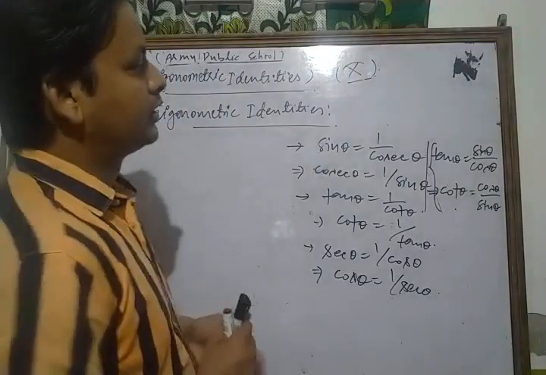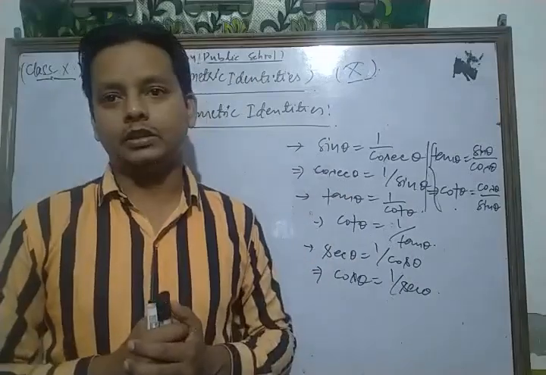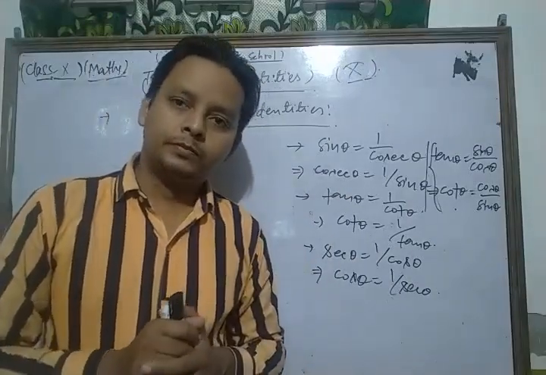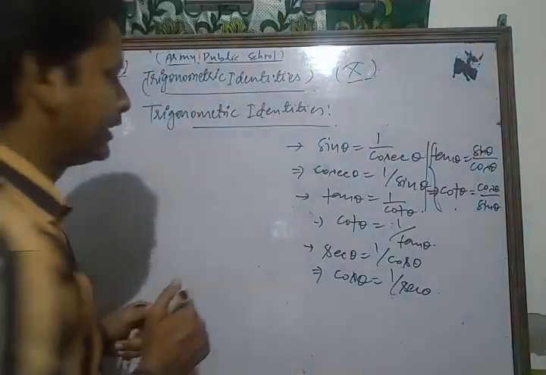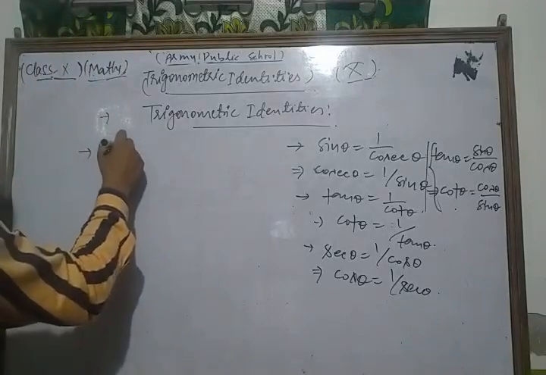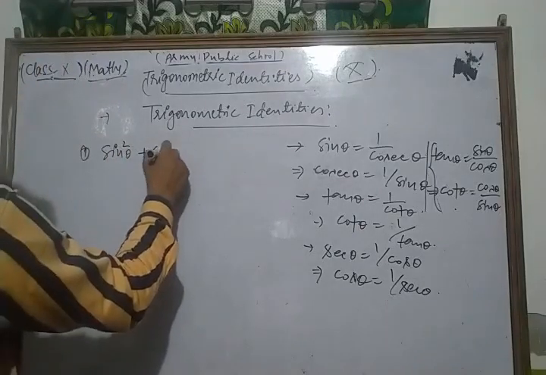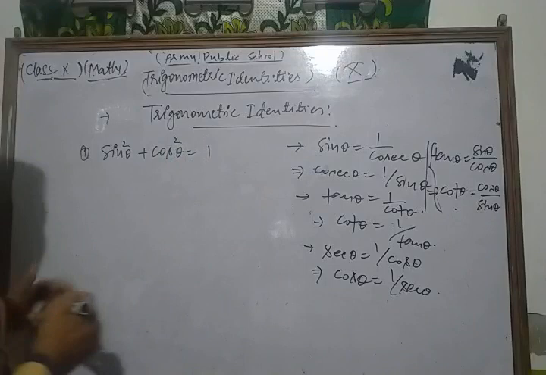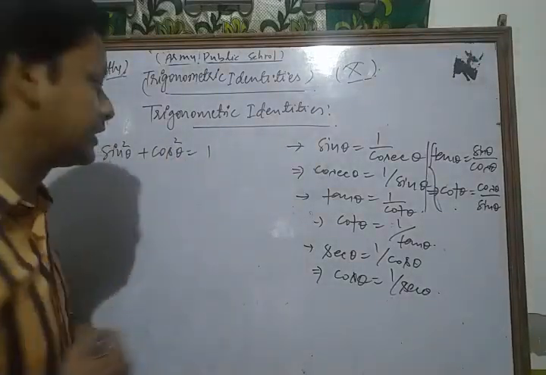Now, in this class we are going to discuss the topic trigonometric identities, which is a very important topic related to your chapter. So there are some important trigonometric identities. First one is what? Sin square theta plus cos square theta is equal to 1. This is a very important relationship, a very important identity, you can say a formula.